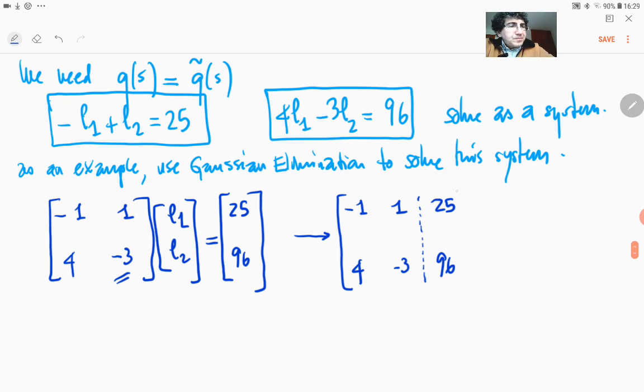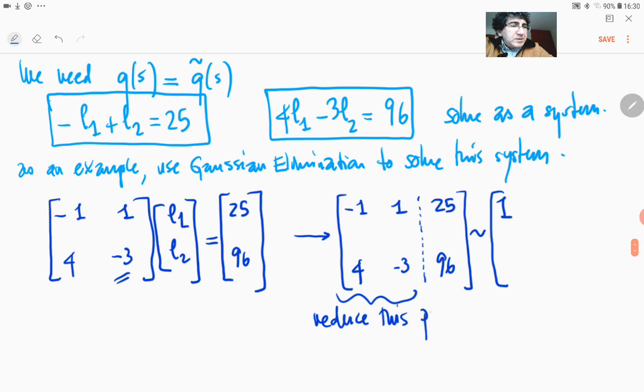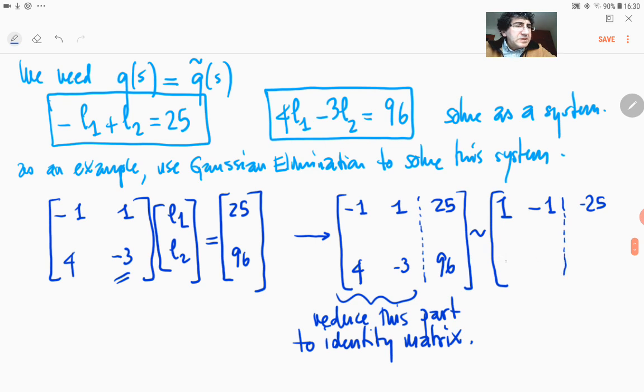So now we multiply the first row by minus 1 so that we have 1 over here. Remember, the way we perform Gaussian elimination is that we need to reduce this part to the identity matrix using elementary row operations, okay? Once this part becomes an identity matrix, the part on the right-hand side will become the solution for L1 and L2. So we have 1, minus 1, minus 25. This is unchanged.